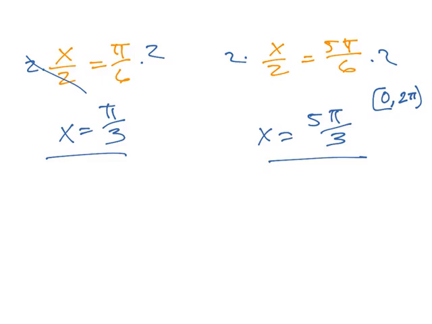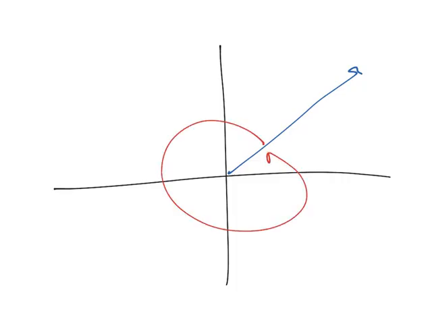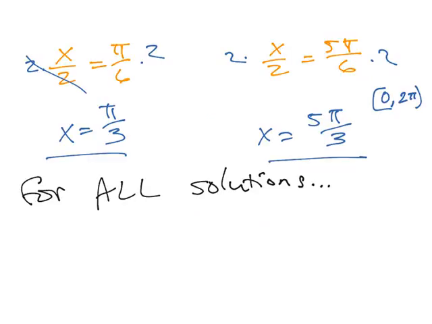Okay, 0 to 2 pi. But now we need to talk about for all solutions. All right, so this is the second part. And usually for sine, we just think about, if we have our coordinate plane and we have an angle here, if I want the same angle, I simply add 2 pi. But that is for a normal angle. We are dealing with half angles.